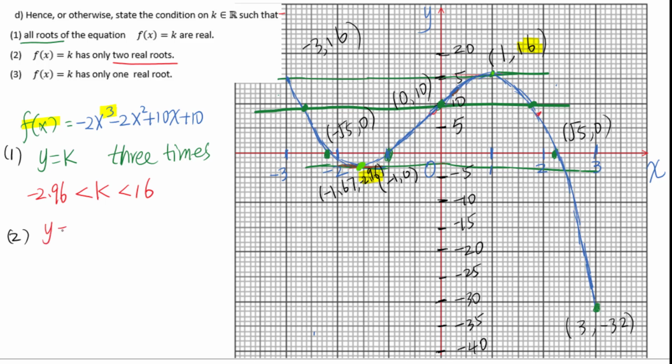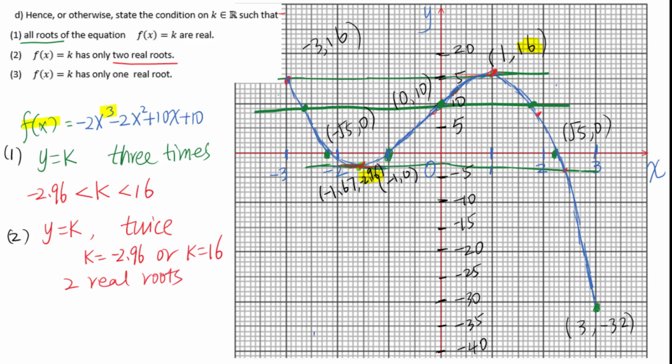For number 2, f of x equals k has only 2 real roots, which means this horizontal line y equals k will cross y equals f of x twice. You could say when k is -2.96 or k is 16, there are only 2 intersections. So k equals -2.96 or k equals 16, 2 real roots.